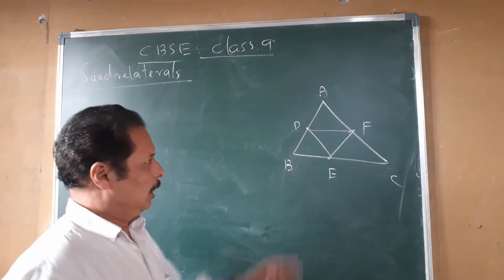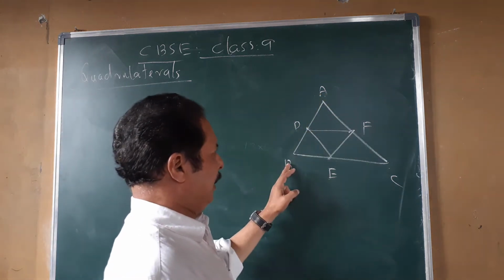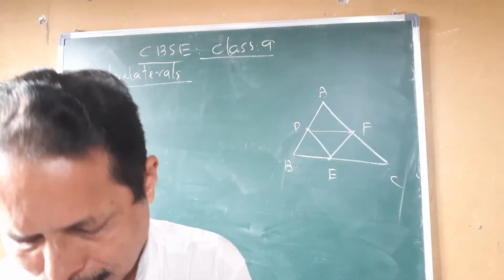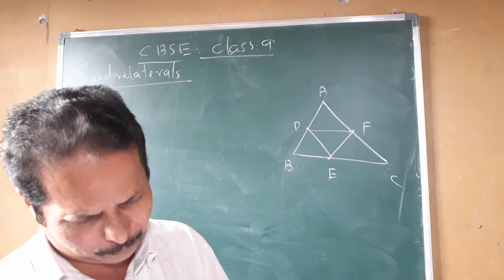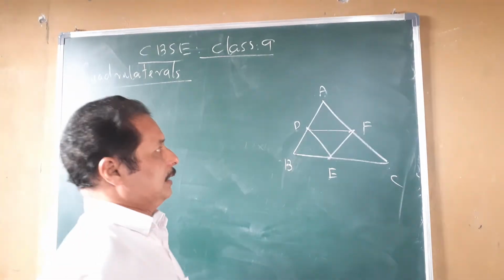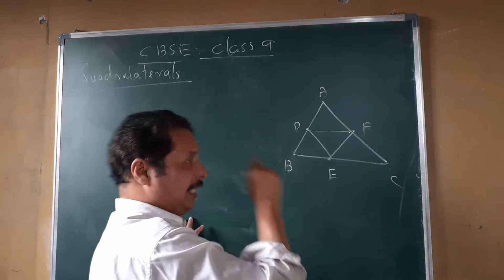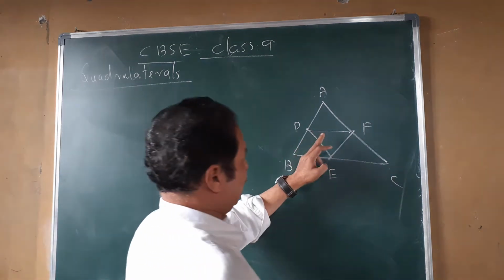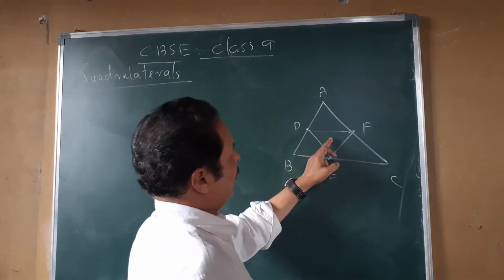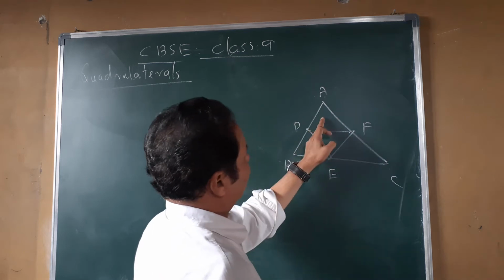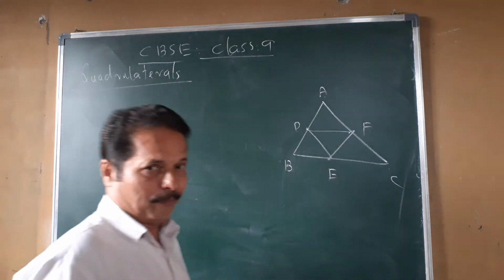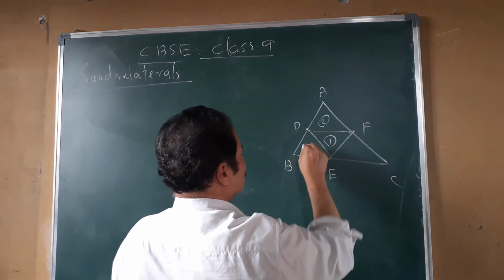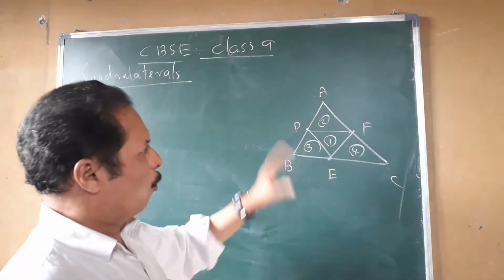The figure is completed. In the figure, D is the midpoint of AB, E is the midpoint of BC, F is the midpoint of AC. We want to prove that triangle ABC is divided by triangle DEF into 4 equal parts. That is, triangle DEF is congruent to triangle BDE, congruent to triangle ADF, congruent to triangle CEF. They are congruent triangles. Are you ready? Look at triangles number 1, 2, 3 and 4. We want to prove the 4 triangles are congruent.